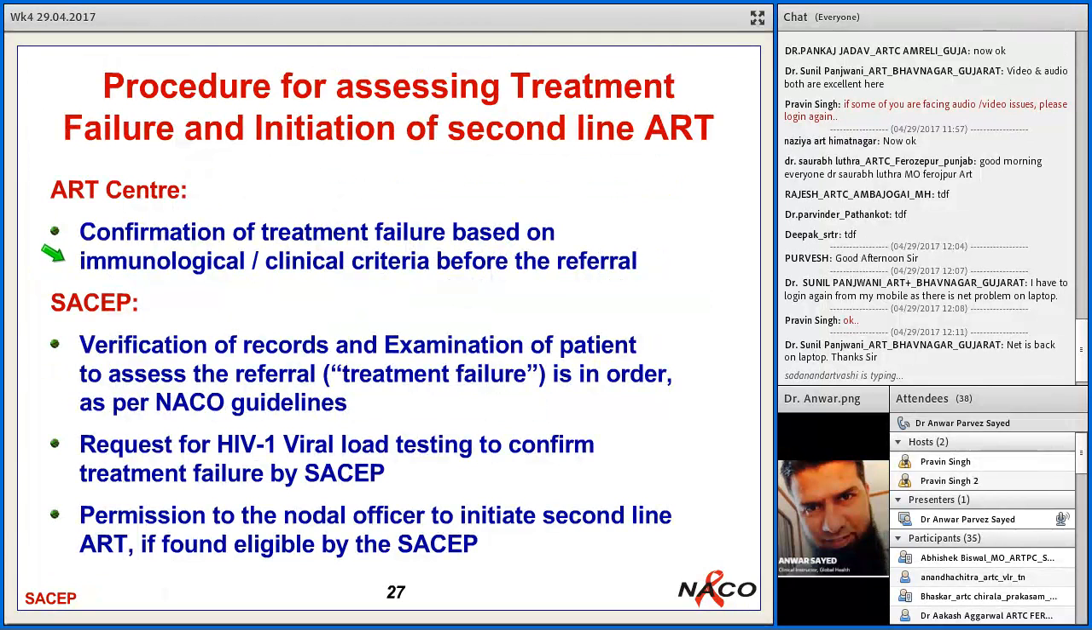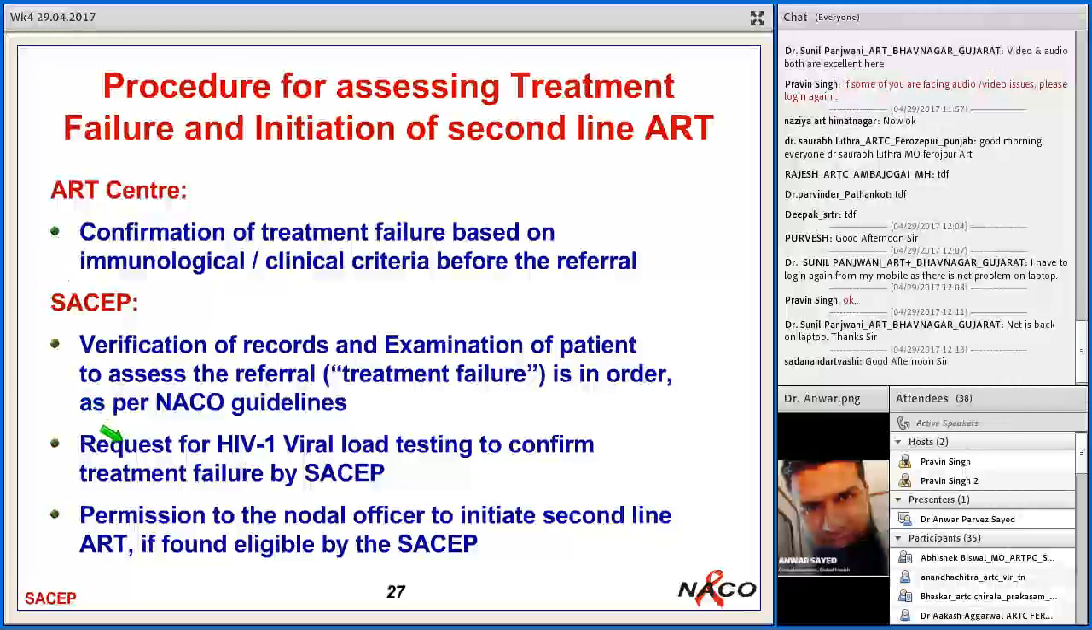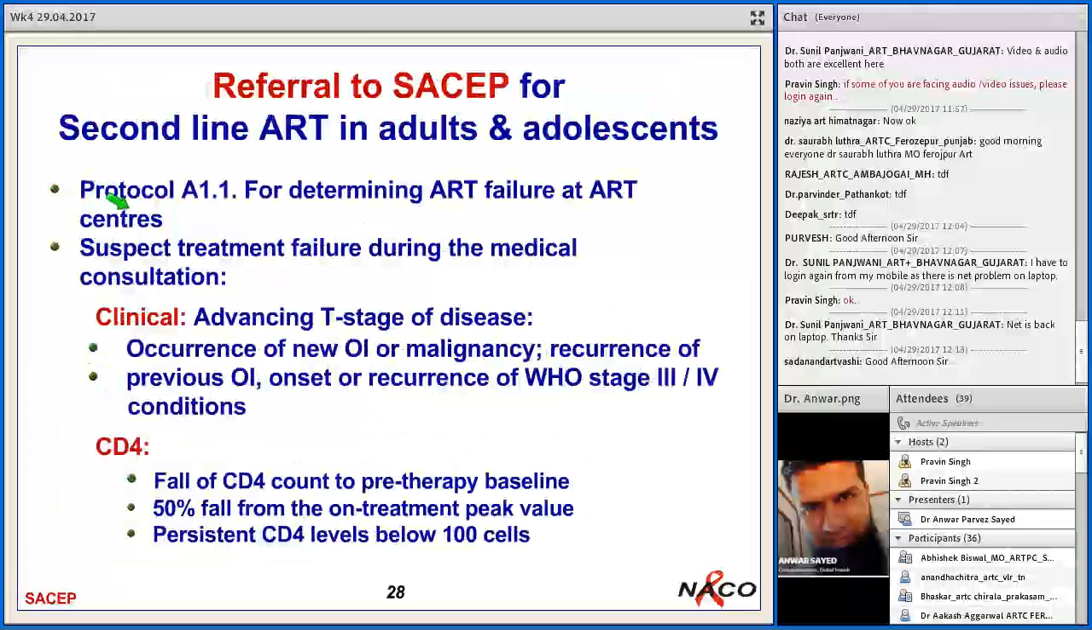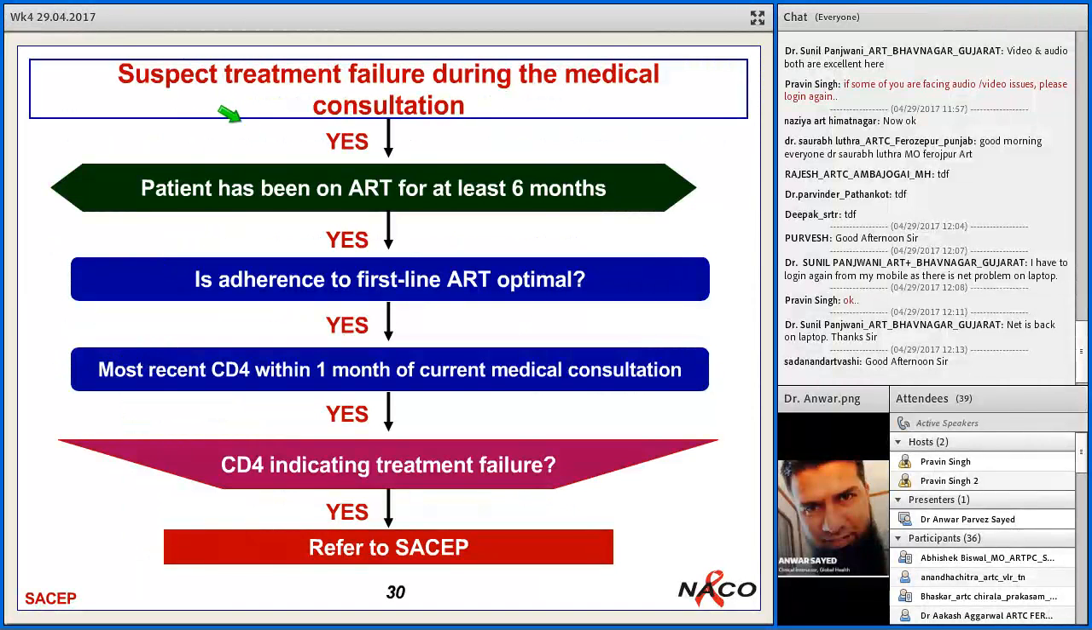So what the ART center does is they will monitor all these patients who are on first line ART and also on second line ART, and they'll see if there is clinical deterioration or immunological failure happening. If there is any evidence of immunological failure, then an email is sent to SASEP in definite formats. So if there is immunological failure, that is suspicion of failure by following these criteria, or if there is clinical failure, then you refer patients to SASEP.